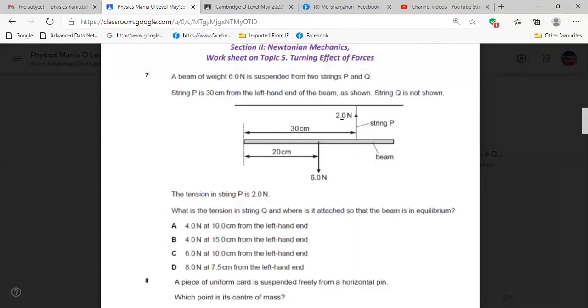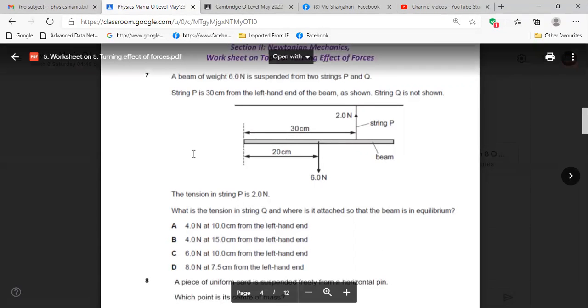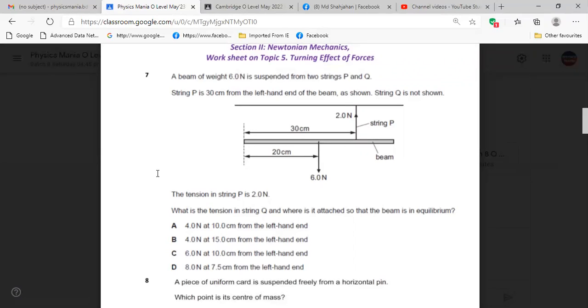So your anti-clockwise movement is from here, right? It is 10 multiplied by 2, 20 Newton centimeter. Then your clockwise movement should also be 20. From the pivot it is 5, then from the left-hand end it is 15. Okay, that's it. Instead of subtracting, I added the values and then I got a bigger number, and I got confused where I went wrong.